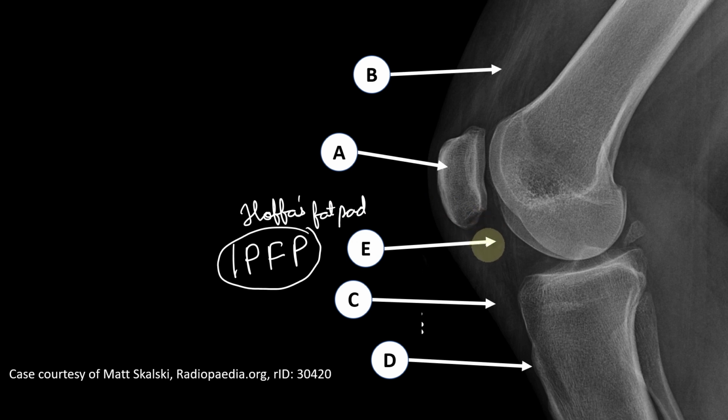Please note that the Hoffa's fat pad or the infrapatellar fat pad is behind the patellar ligament, which we mentioned as the structure C. So it is behind the patellar ligament, in front of the upper part of the tibia, and also the structures that are present here, that is the meniscus. And this fat is in the knee capsule, but outside the synovium. So it is intracapsular but extra synovial.